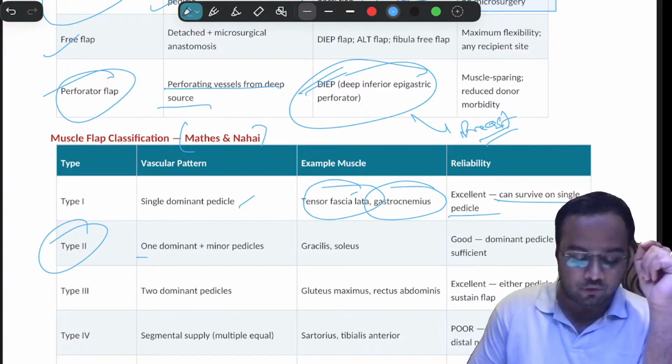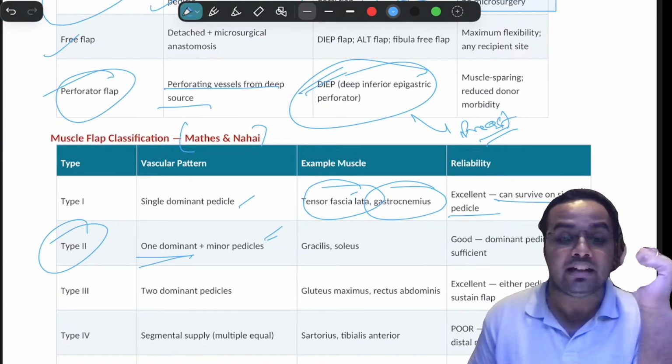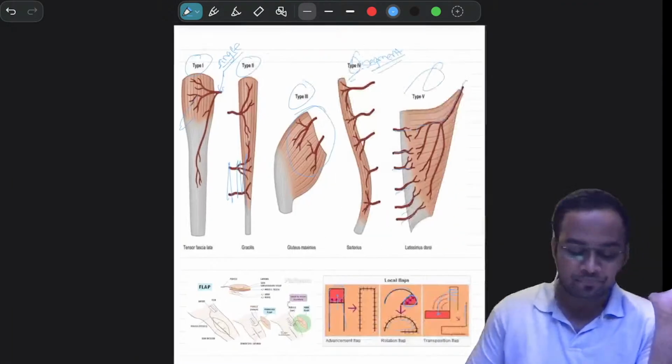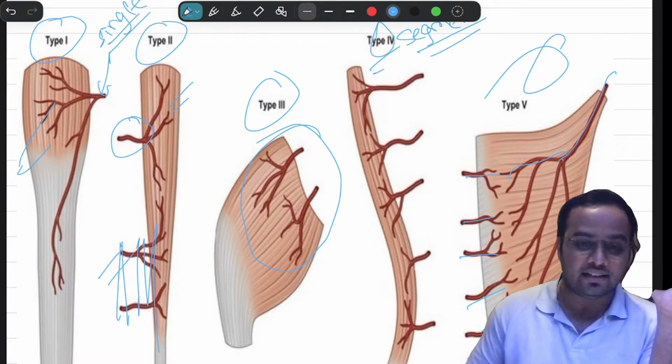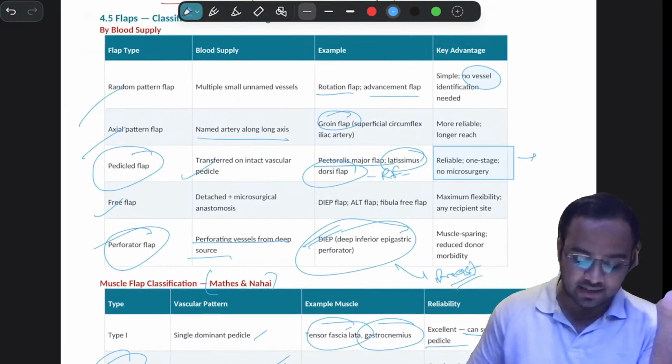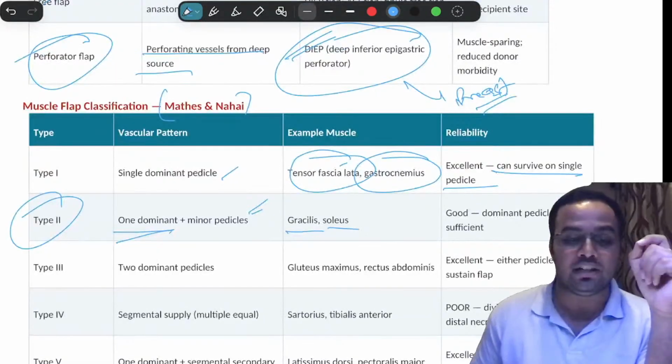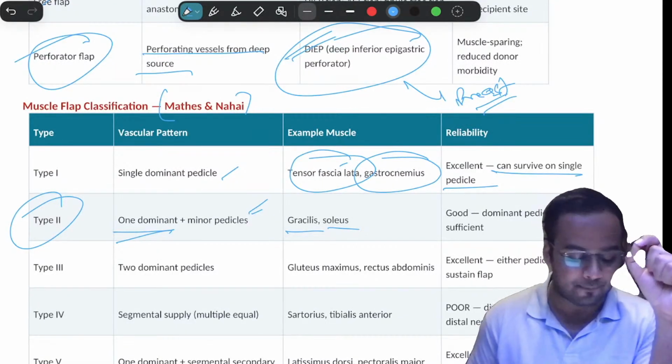In type 2, one pedicle is dominant but there are also minor pedicles. That's what we saw here. So here you can see that one is a dominant pedicle and the others are going to be the minor pedicles. So it is nothing but a gracilis or a soleus flap. The gracilis muscle has this type of blood supply.